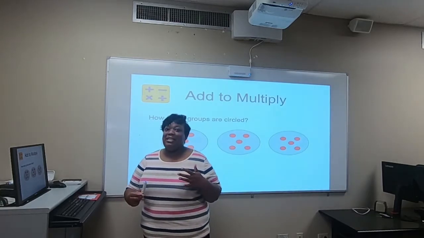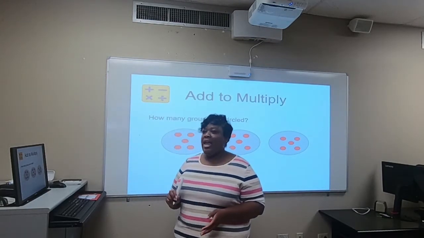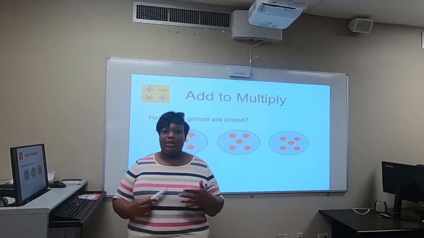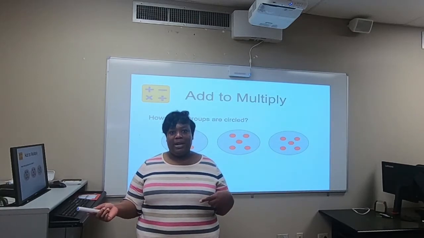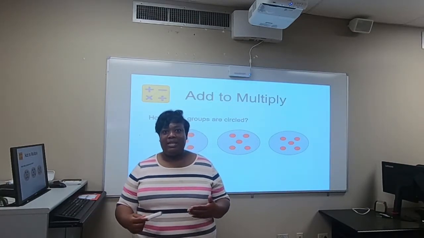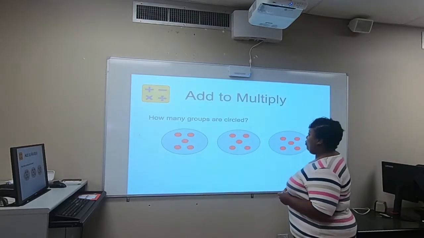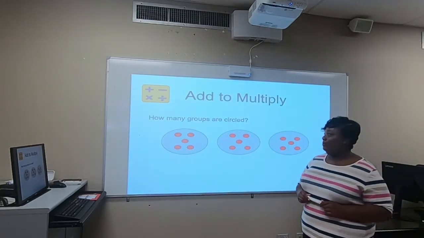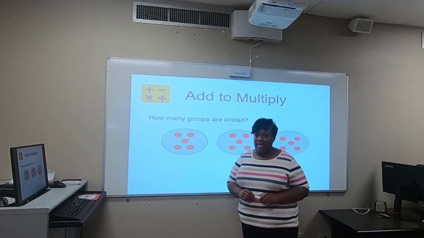All right, you guys, let's add to multiply. So this is getting back into lesson 1. In lesson 1, we learned that there's a relationship between repeated addition and multiplication. So let's go over that. Let's see if we remember things. All right. How many groups are circled, you guys? We have 3 groups. That's correct.